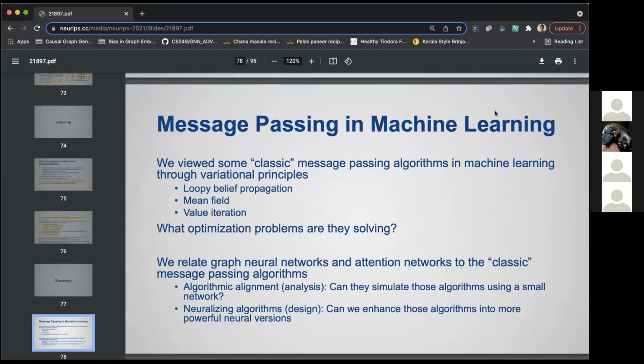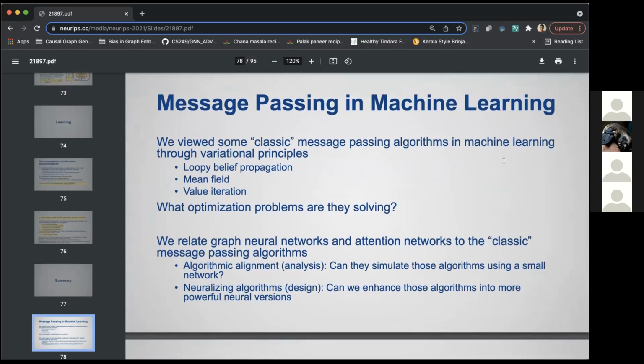So a quick summary of everything that was discussed. There were some classic message passing algorithms that we looked at through variational principles, including loopy belief propagation, mean field, and value iteration. And we also looked at what kind of optimization problems they were solving. And then we're also able to relate GNNs to things like Bellman forward shortest path and attention networks to Markov decision processes and value iteration.